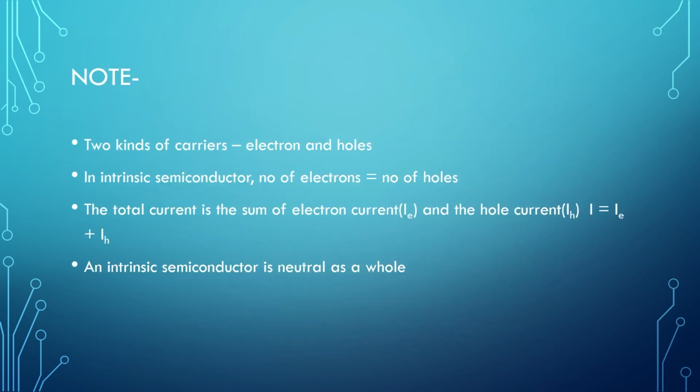So in the end, we can conclude that for intrinsic semiconductors, there are two kinds of carriers, that is electrons and holes. In intrinsic semiconductors, the number of electrons will be equal to the number of holes. The total current will be given by the sum of electron current and the hole current, and most important, an intrinsic semiconductor as a whole is neutral.